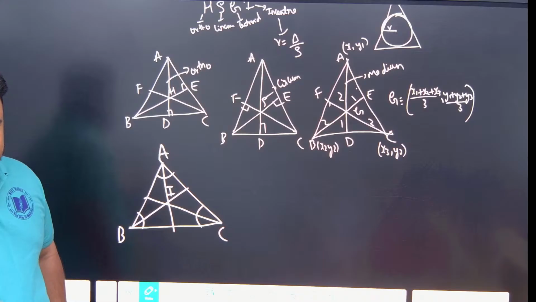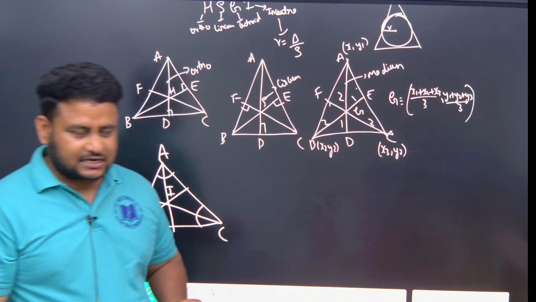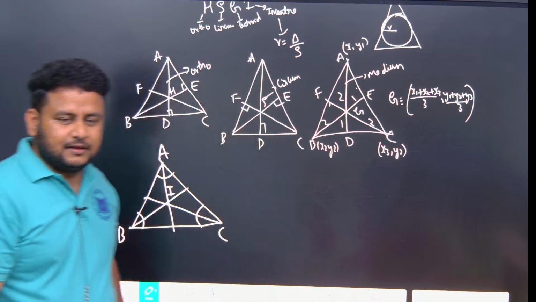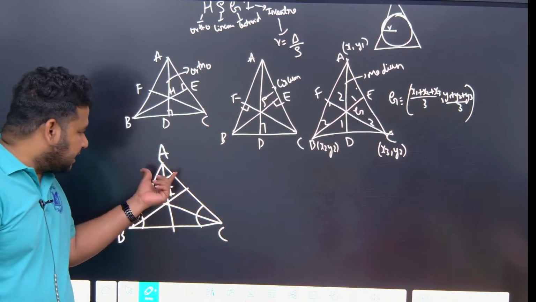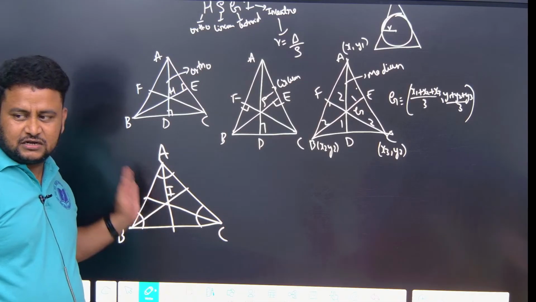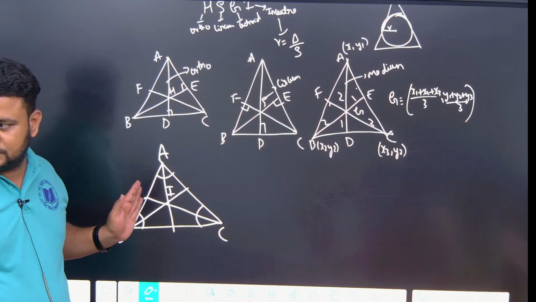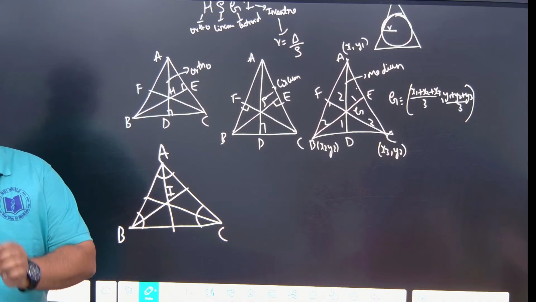Circumcenter is the perpendicular bisector. Circumcenter is bisecting the opposite side, but incenter is bisecting the corresponding angle. Suppose this angle is 30, it is bisecting into what? 15 and 15. 60 means 30 and 30, 90 means 45 and 45, like that. So incenter is the angular bisector.